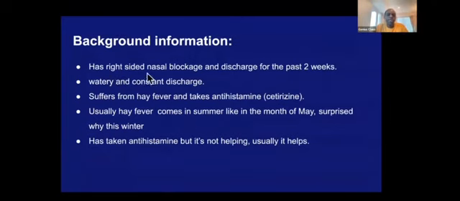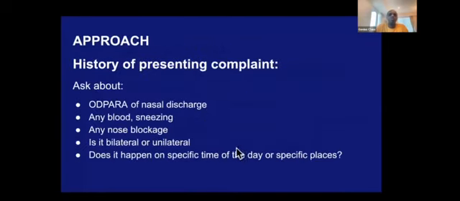He has right-sided nasal blockage and discharge for the past 2 weeks. It's a watery discharge and constant. He suffers from hay fever and takes antihistamine. Usually the hay fever comes in summertime, around April or May, but he's surprised that this time he has got it in winter. He has taken antihistamine, but it's not helping. Usually the antihistamine does help, but on this occasion, it is not helping.